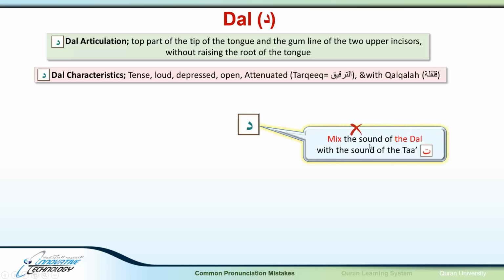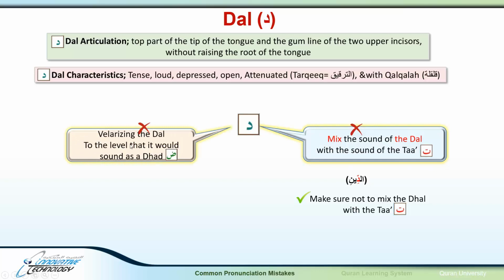And now with the common mistakes of the dal. First mistake is mixing the sound of the dal with the sound of the ta. Like this, at-teen, at-teen, instead of ad-deen. Ad-deen is the right way. And it is wrong. So the proper way of pronouncing this is like this. Ad-deen. So you need to make sure not to mix the dal with the ta. The second common mistake for the dal is velarizing the dal to a level that it would sound as if it is a dhad. Let's listen.